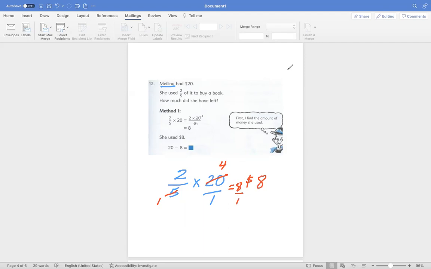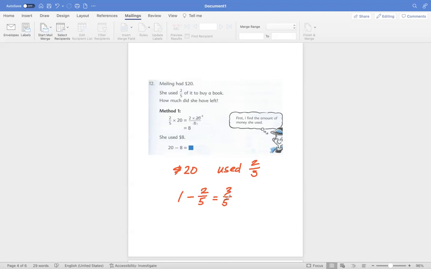Or I can do this another way. I'm going to clear this off. That was method 1. What about another way to do this? If I know she had $20 and she used 2/5, well, if she used 2/5, I can say she had the total amount, which was one group, and she used 2/5. That would leave 3/5. So she has 3/5 left. 3/5 of the entire amount of $20.